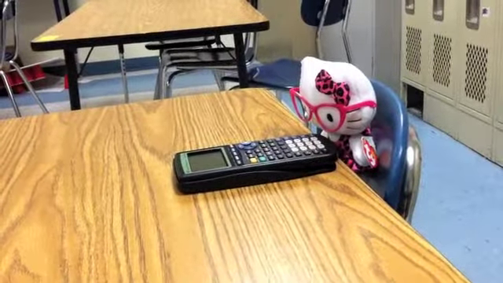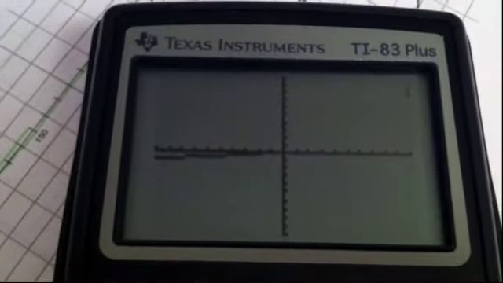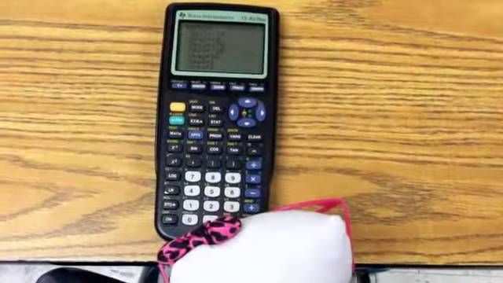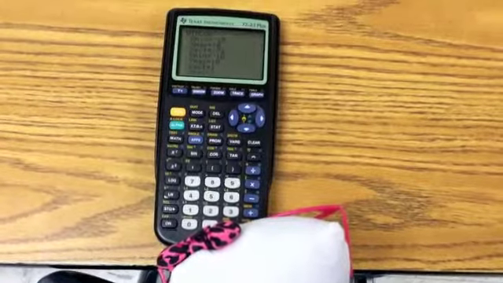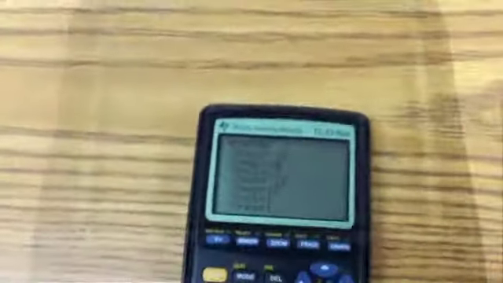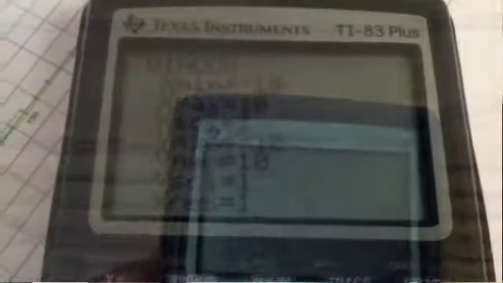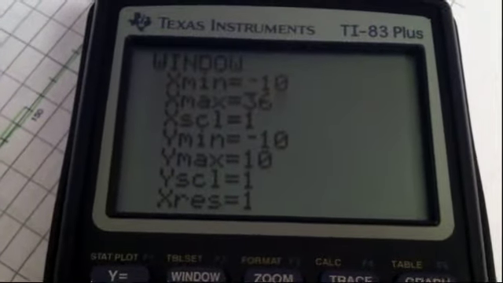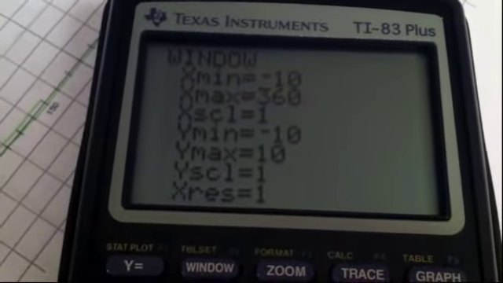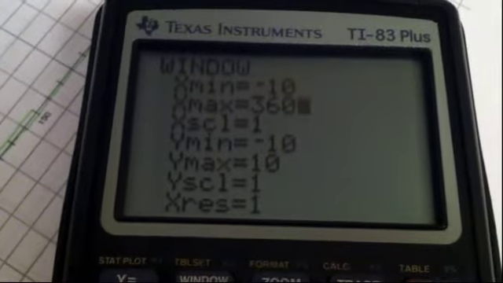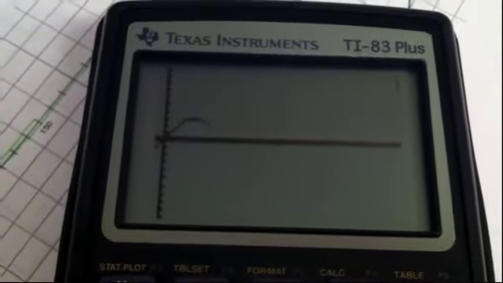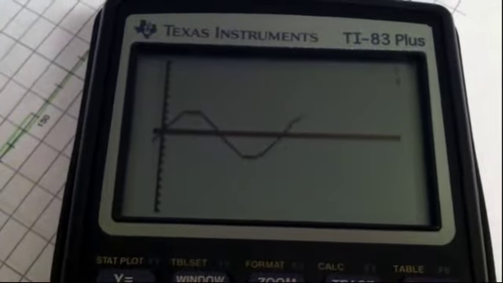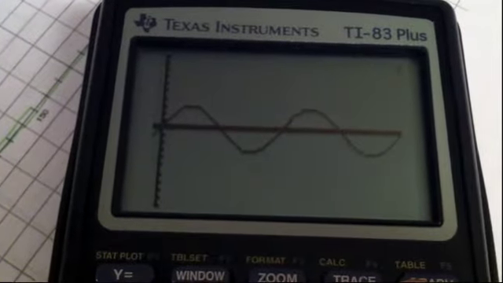If you're looking at your calculator and it looks like this, you'll need to adjust your window. On your calculator, press the blue window button. Once you're in your window, change your x maximum to 360, change your y min to -10, and change your y max to 10. This ensures that your function will display in the calculator window.